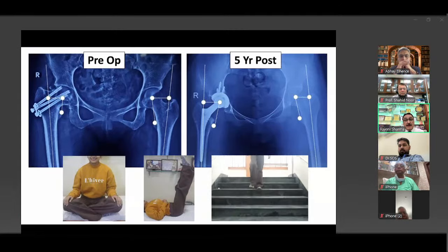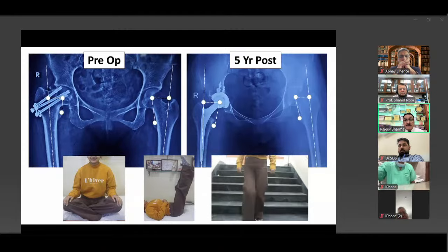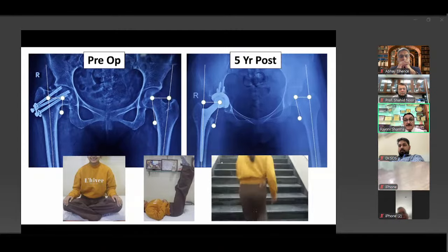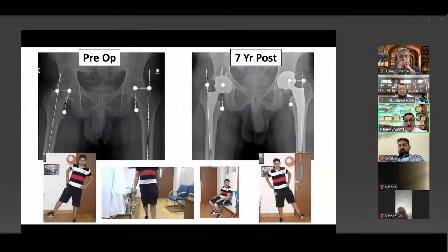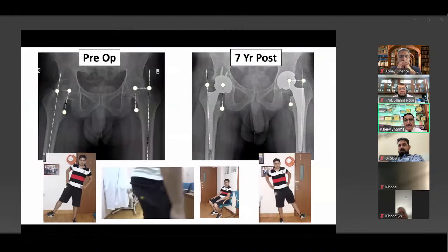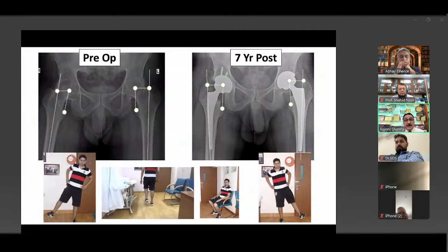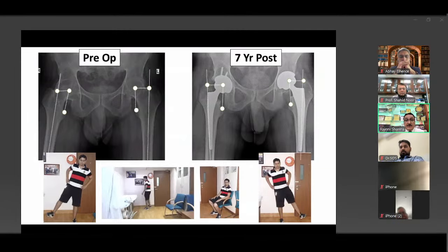Another example of this patient who is doing extremely well after the hip arthroplasty. Another example of an ankylosed hip, bilateral. See that the restoration of the offset is very, very important in almost all the cases.